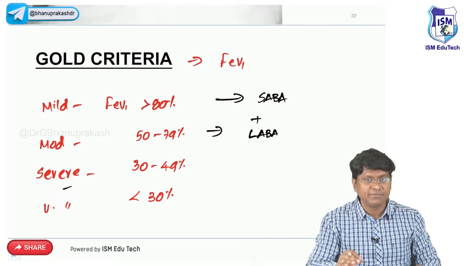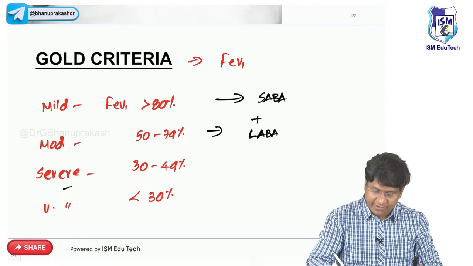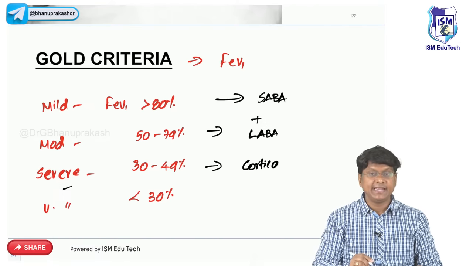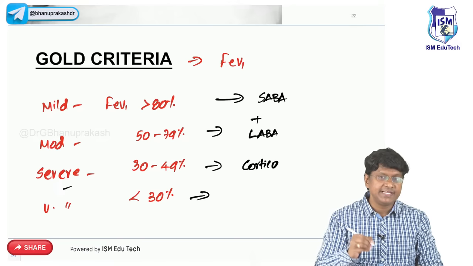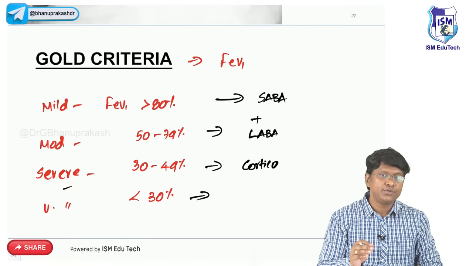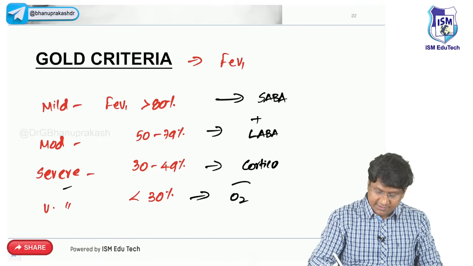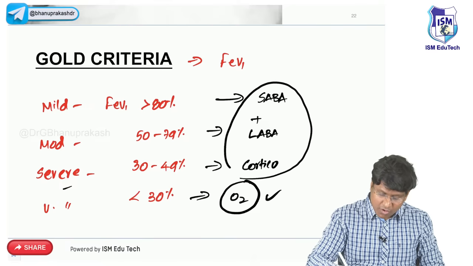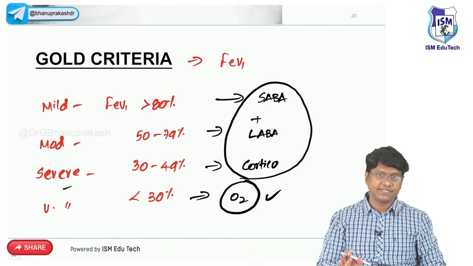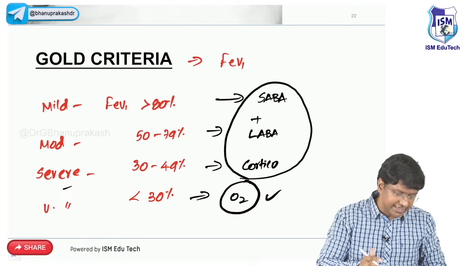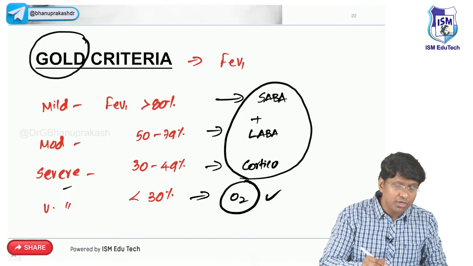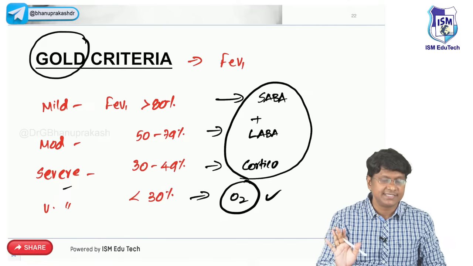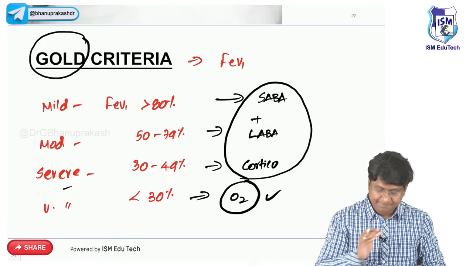Whereas in case of severe COPD, that is the point when we add inhaled corticosteroid, right? And in very severe COPD, we need to add long-term oxygen, right? We need to add long-term oxygen along with all these. So this is your GOLD criteria. What do you understand by this word GOLD? That is Global Initiative for Obstructive Lung Disease. That is your GOLD criteria, right?